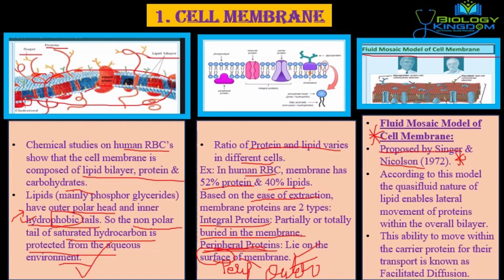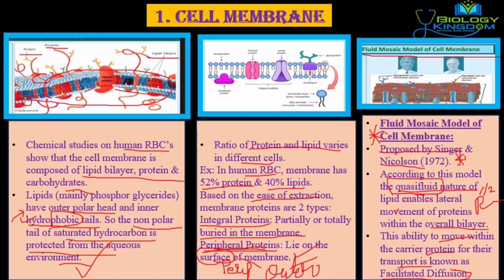The nature of the cell membrane according to this model is quasi-fluid, that is, it enables the lateral movement of proteins within the bilayer. So almost half of the membrane is permeable, and that is the reason we call it quasi-fluid in nature. Overall, the lipid bilayer, this layer, that is nothing but the ability of the protein to move within it. This ability to move within the carrier protein for their transport is known as facilitated diffusion.